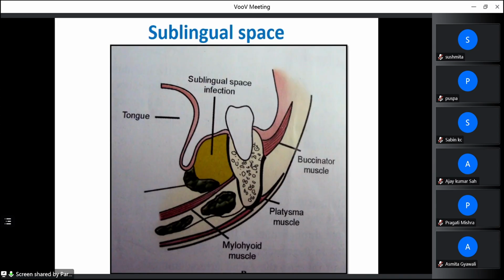This is a case of sublingual space infection. The pus has accumulated within the sublingual space. The boundaries of the sublingual space: superiorly, there is the floor of the oral mucosa. Inferiorly, there is the mylohyoid muscle. Laterally, there is the lingual surface of the body of the mandible. Medially, there is the sublingual gland.